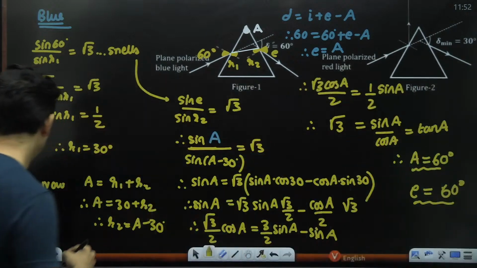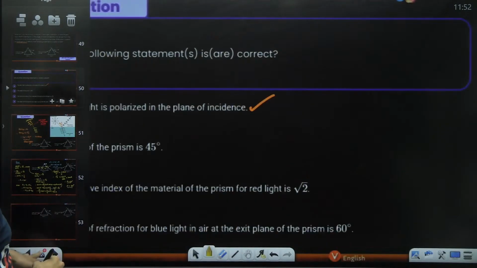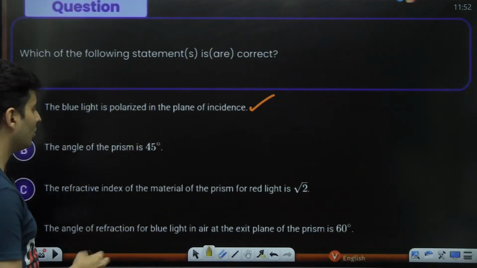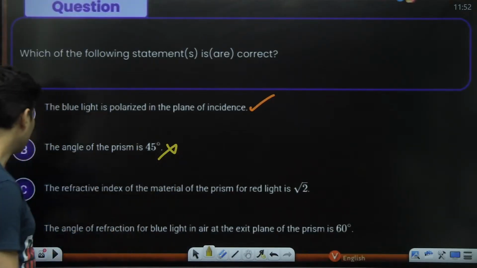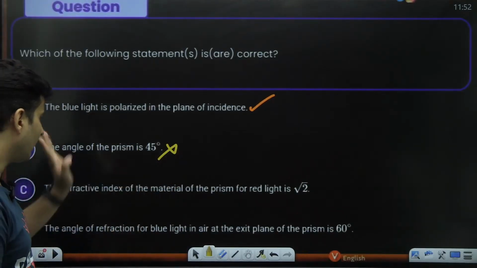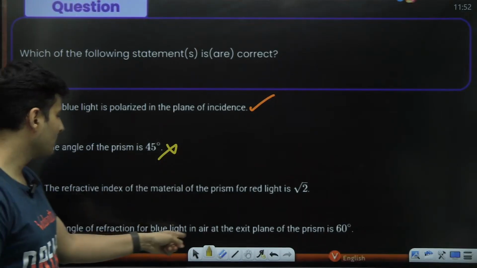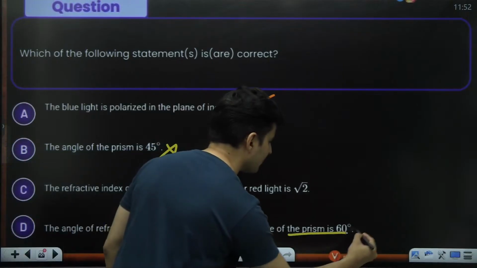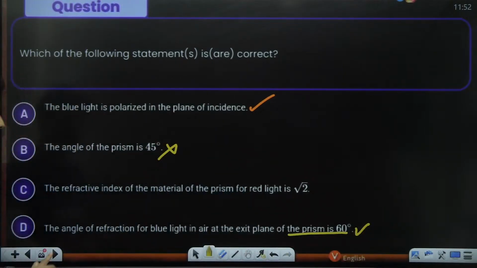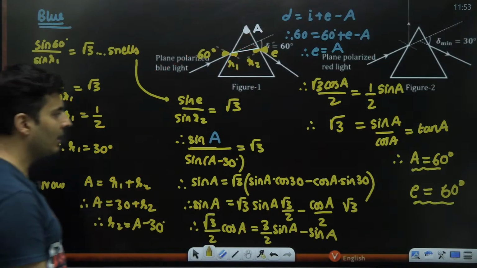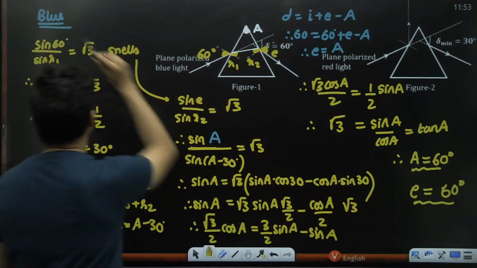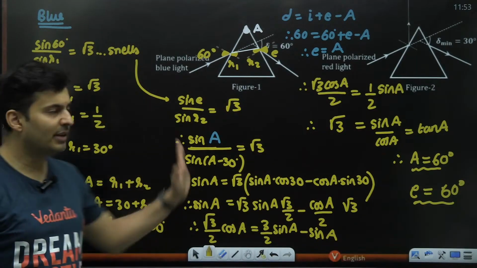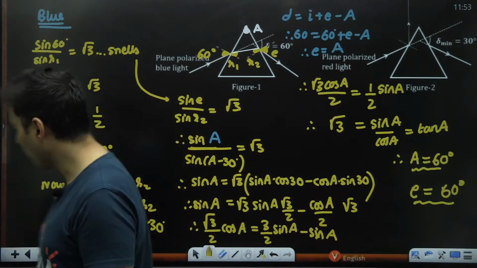So let's see whether we have got at least a few options. The angle of the prism, by mistake I had put 45 degree. Wrong. No, it is not. Refractive index, red light, will figure it out. Angle of refraction for blue light in air at the exit plane, that means emergent angle is 60 degree. That is definitely correct. We just got it right over here. Angle of emergence is 60 degree for blue color of light. Perfect. This is done. Okay.